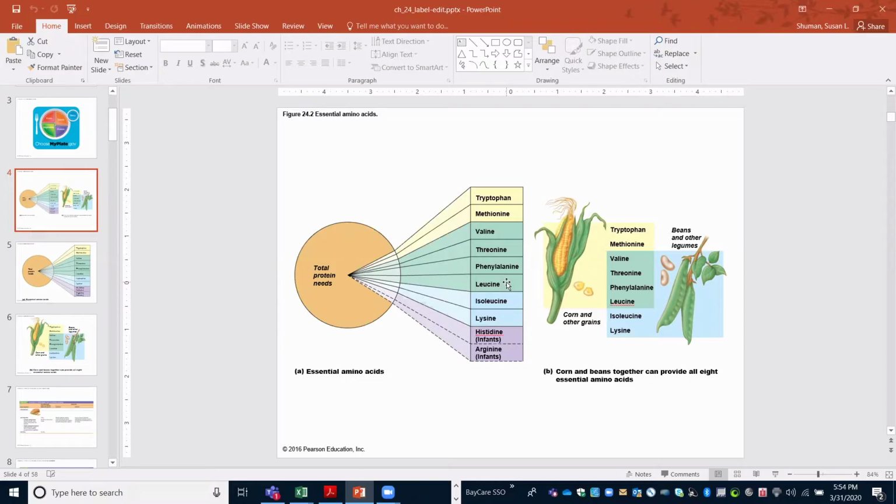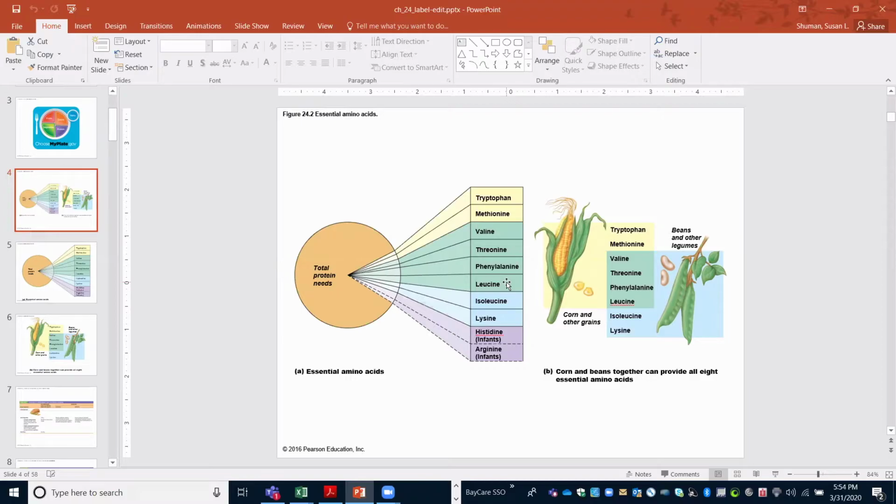So when we talk about proteins, remember the monomer unit of a protein is the amino acid. So for the amino acids, there's this thing called an all or none rule. And what it basically means is that you must have all the essential amino acids in order to be okay.